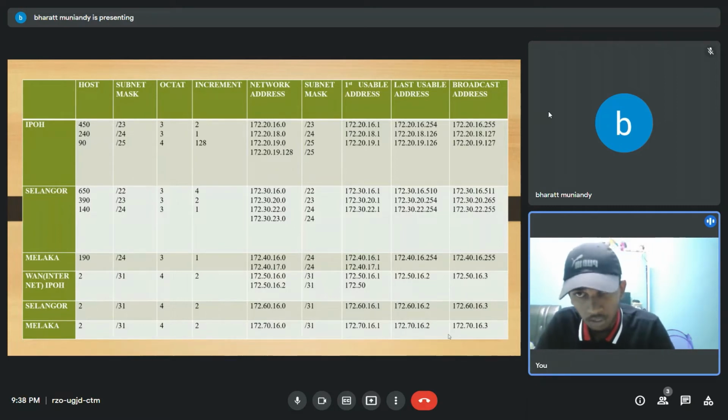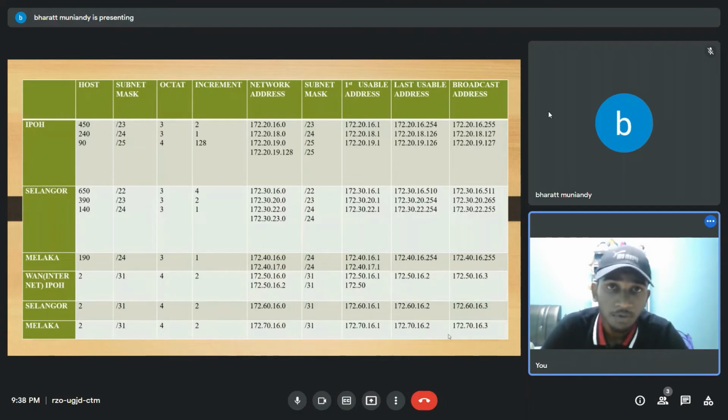Okay, the fourth one will be Ipoh. Okay, the host is 2. Okay, the subnet mask will be /31, and the octal is 4. So the increment is 2. So the network address will be 172.50.16.0, then 172.50.16.2. Okay, the subnet mask will remain the same as earlier.